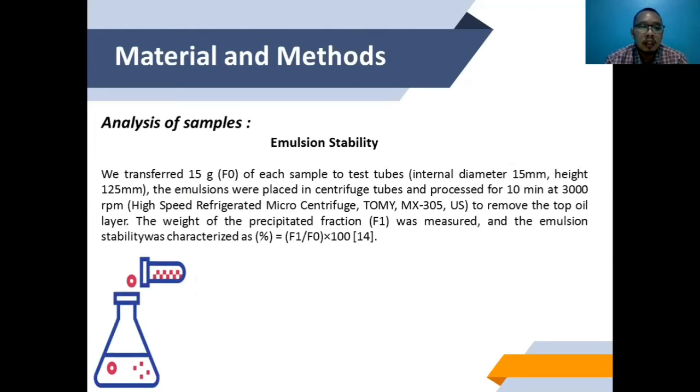Emulsion stability. We transferred 15 grams of each sample to the tubes. The emulsion was placed in a centrifuge tube and processed for 10 minutes at 13,000 rpm to remove the top oil layer. The weight of the precipitation was measured and the emulsion stability was characterized.